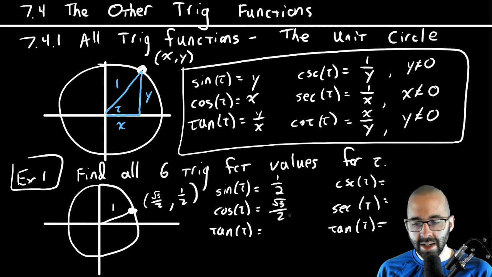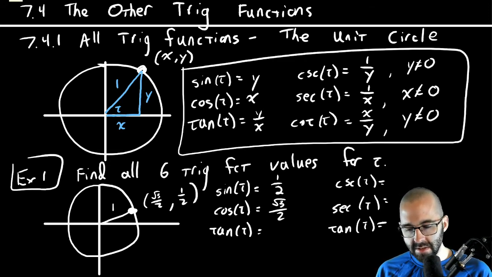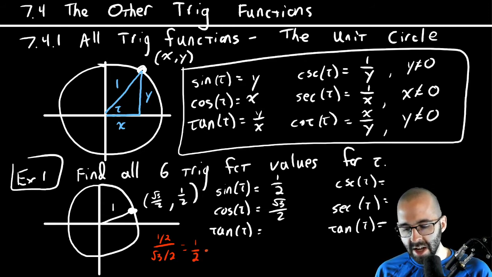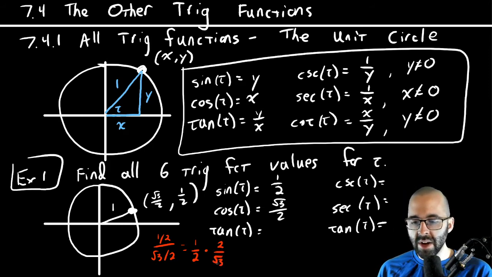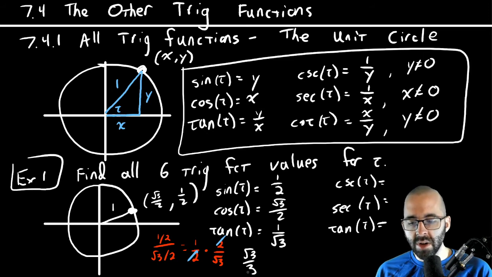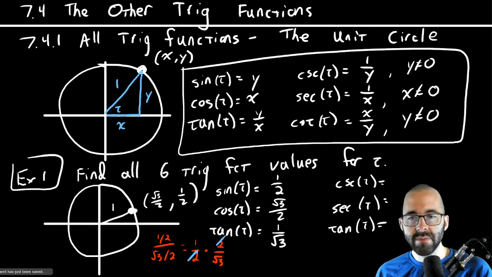Tangent's a little bit more complicated. Let's go to the side. Tangent is y over x. So it's 1/2 divided by root 3 over 2. But that has to simplify. Right? That's 1/2 times the reciprocal, 2 over root 3. Dividing by a fraction is the same as multiplying by the reciprocal. And the 2's cancel. We're going to get 1 over root 3. And again, the book rationalizes this to square root of 3 over 3. But you don't have to rationalize the denominator. You can if you want.